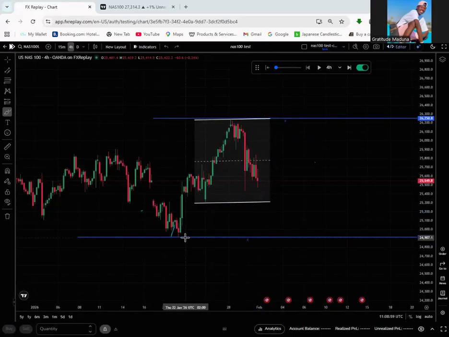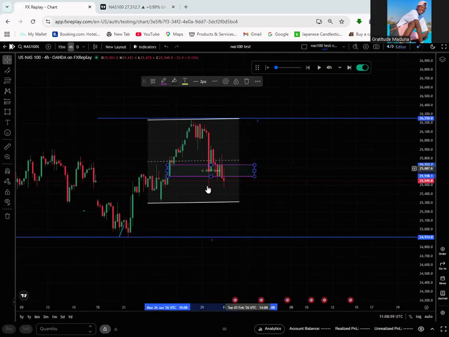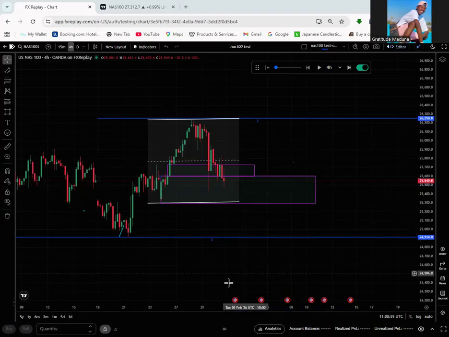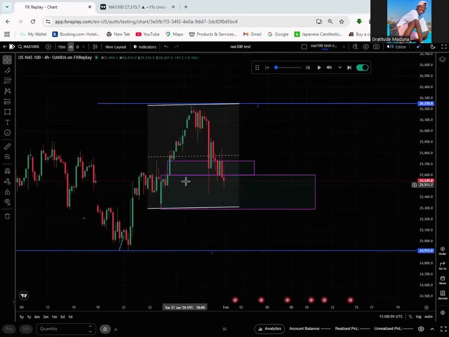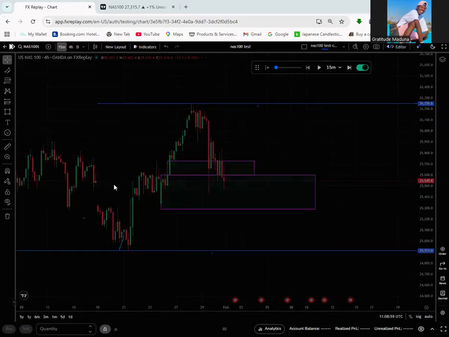So I'm gonna mark my areas of interest. We have a 4 hour fair value gap, and we have a 4 hour order block as well. So we're in a 4 hour order block. So we are bullish in the zone up until we cross that zone. And now what I'm gonna do, I'm gonna go to my 15 minute.